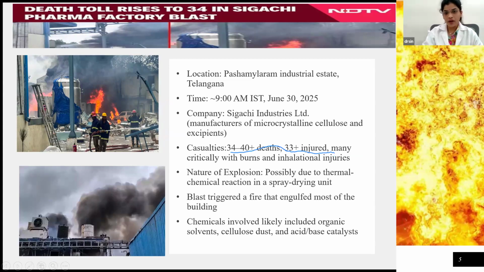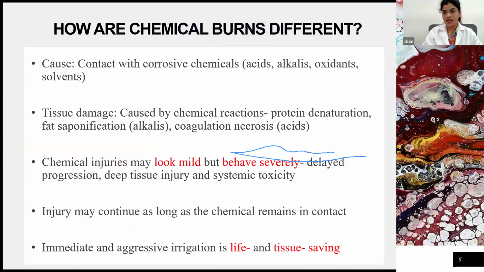The explosion was possibly due to a thermal chemical reaction in a spray drying unit, and the blast triggered a fire that engulfed most of the building. The chemicals involved likely included organic solvents, cellulose dust, and acid or base catalysts. So now we cannot say that disasters are uncommon anymore. Disasters have become very common, and as a part of it, chemical injuries are also being encountered very commonly these days. Let us see how chemical burns are different from the usual burns.